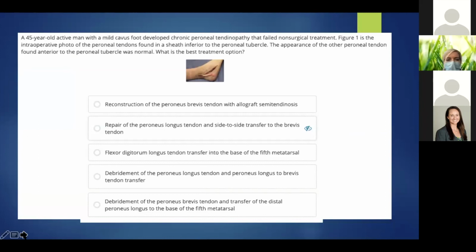So what do you think that tendon is? We were talking about that a little bit earlier. We'll go over that in the next section, but inferior to the tubercle. Remember, we're talking about the tubercle is distal to the fibula. So which one do you think is injured?